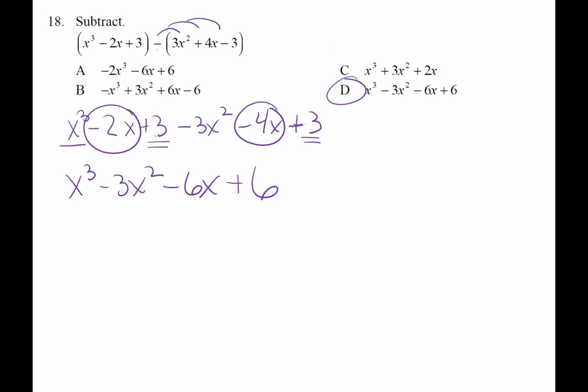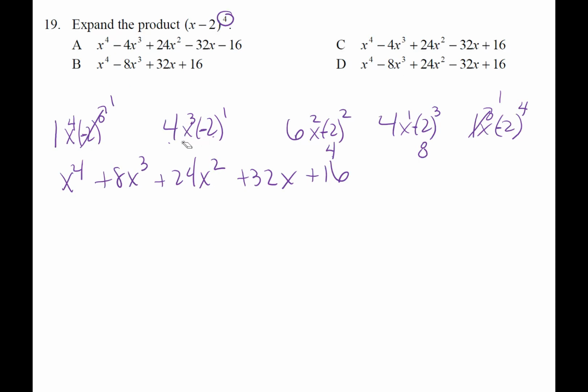So this one would have stayed negative because it's an odd exponent. An even exponent would have made it still positive 4. An odd exponent would have made this a negative 8, which makes this a negative 32, and then 2 to the 4th would still be positive 16. So that then makes it answer choice D.